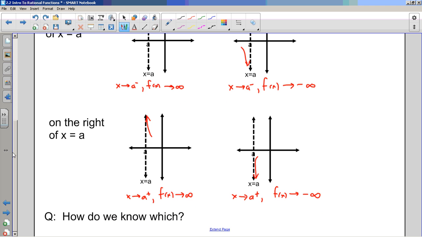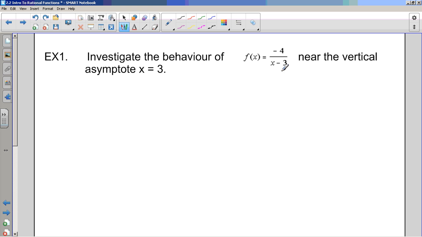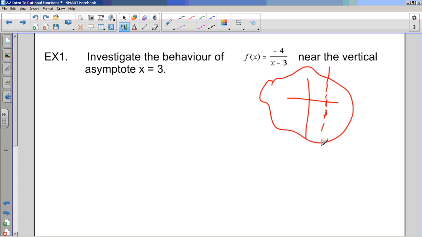How do we know which? Well, there's a couple of ways to think of this, and we're going to try and go through them reasonably quickly here. So we know that x equals 3 is a vertical asymptote, but we don't know which way the function goes. So this is what we're thinking. We know x equals 3, and you're not writing this down, I'm making a mess here. It's going to be up here or down here, and then on the right, up here or down there. Now the question is, we're going to pick one from this side and one from this side. Which is it? We don't know.